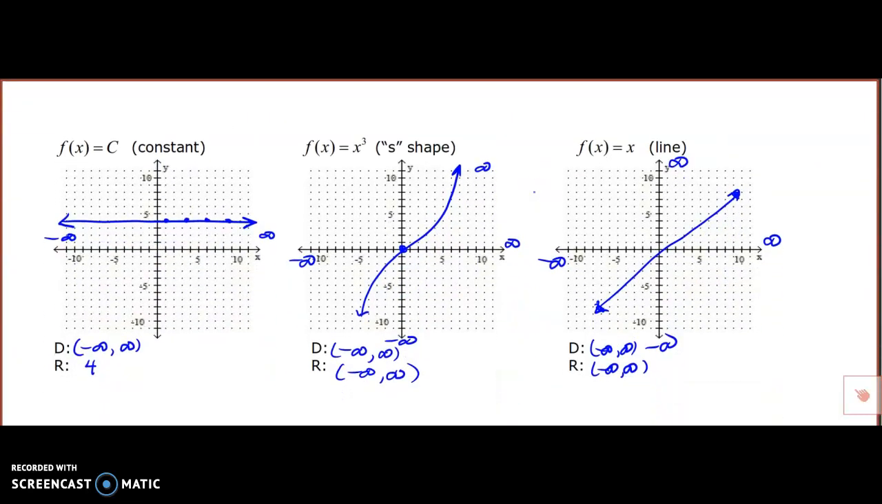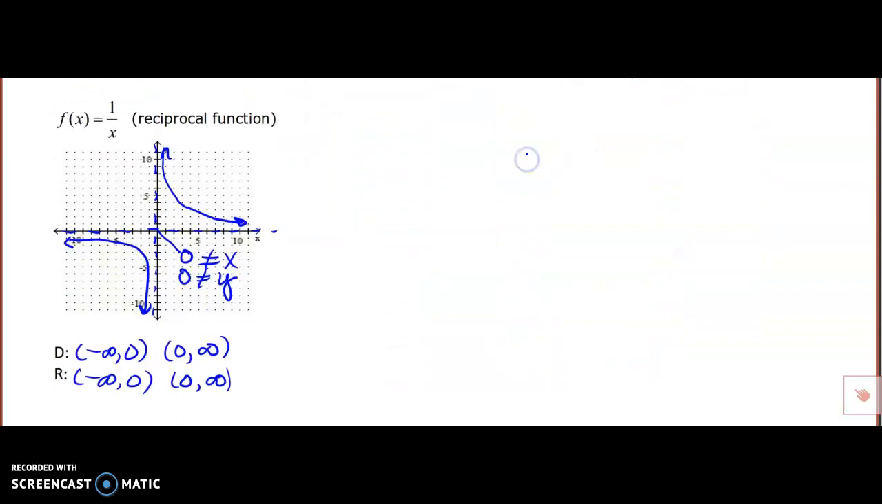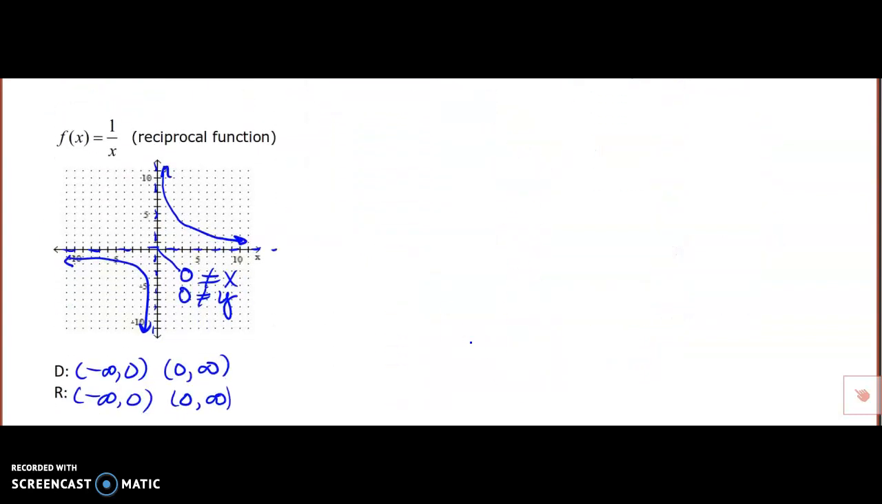Constant function is a horizontal line. X cubed is this kind of weird curvy S shape. That's what you have to have in your brain. And a line, when there's nothing done to the x, we're just graphing a line. And finally, reciprocal has these two curves in quadrant 1 and quadrant 2.